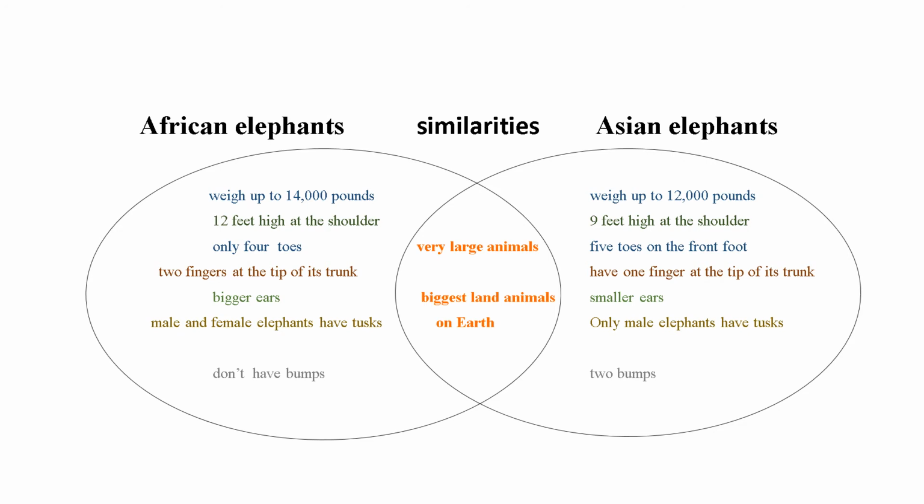According to this diagram, we can see in the middle what African and Asian elephants share, that is, what has to be true about both elephant types. The left side represents what has to be true about African elephants, whereas the right-hand side refers to what can only be true about Asian elephants.